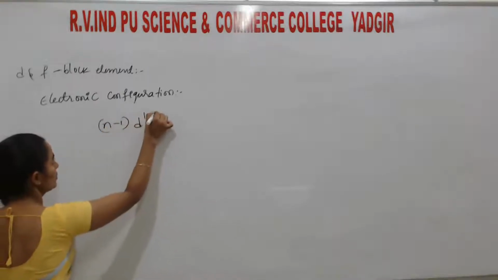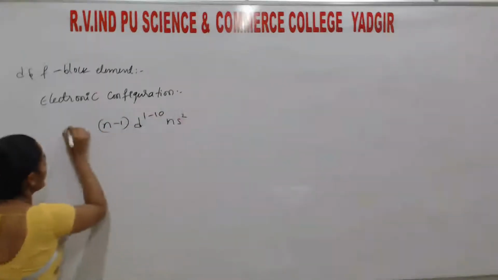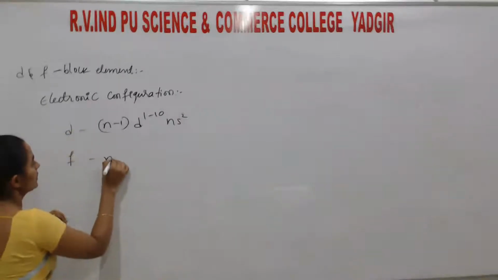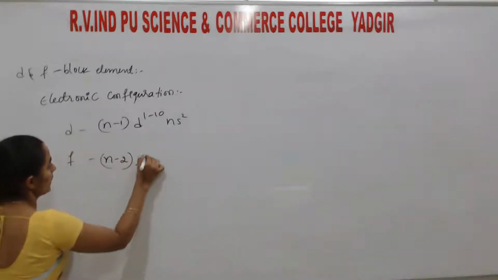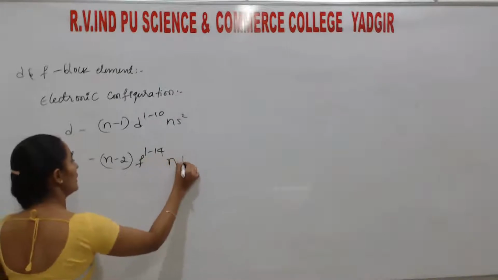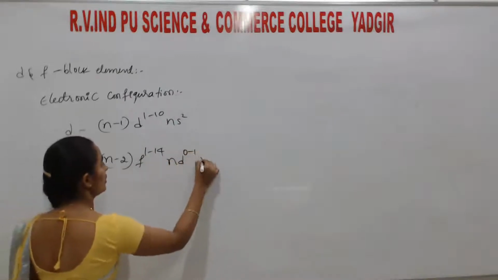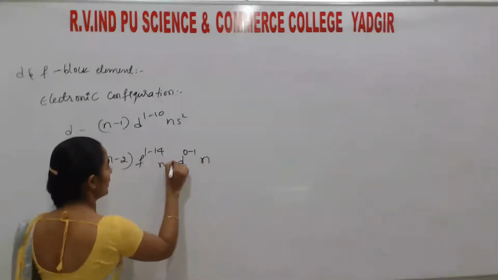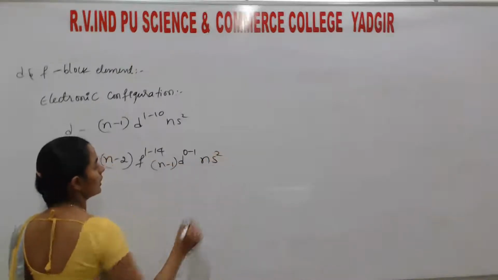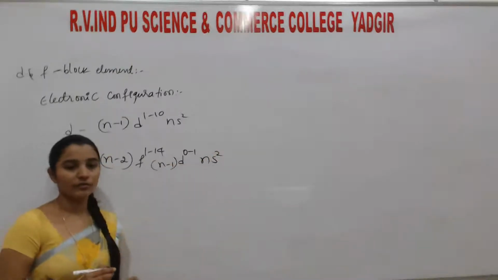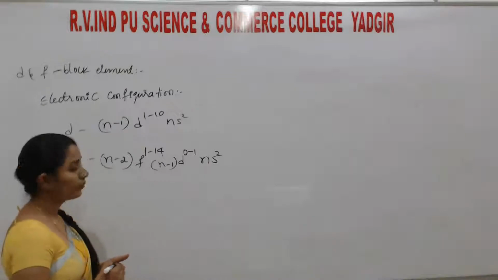d orbital is (n minus 1)d1 to 10, ns2 for d block. For f block, it is (n minus 2)f1 to 14, (n minus 1)d 0 to 1, ns2.